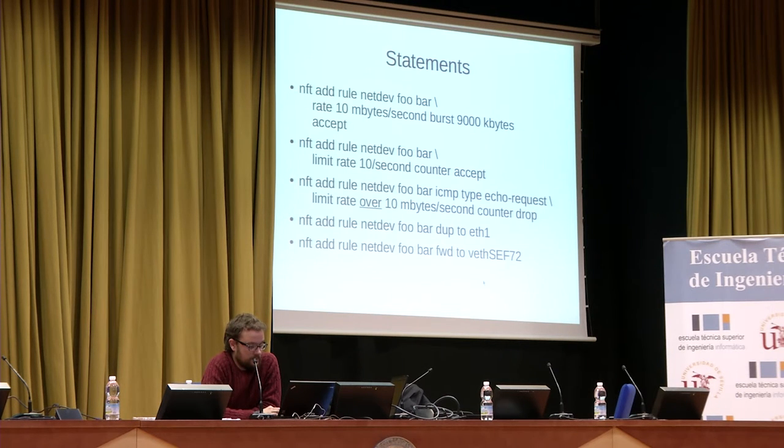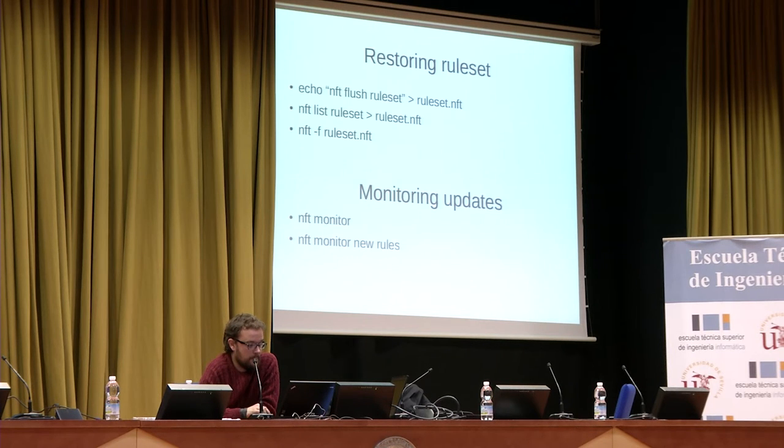And we can also duplicate and forward traffic. Forwarding can be very useful in case we want to have a fast path to pass packets from ingress to a given destination, to a given container. And duplication is for in case you want to inspect the traffic in a different system or a different destination.